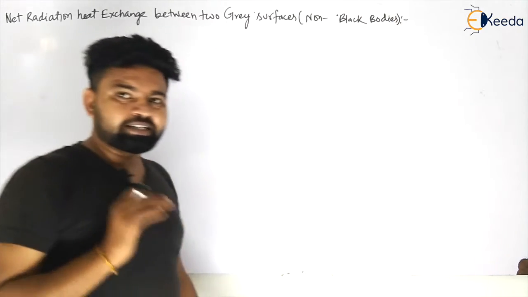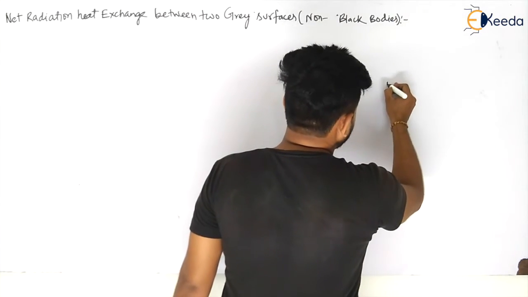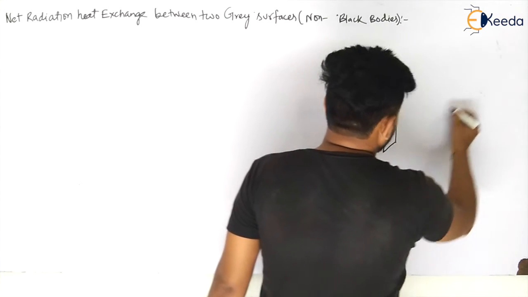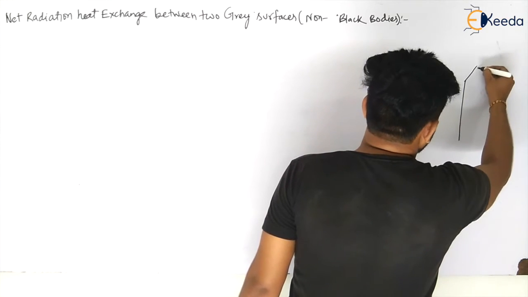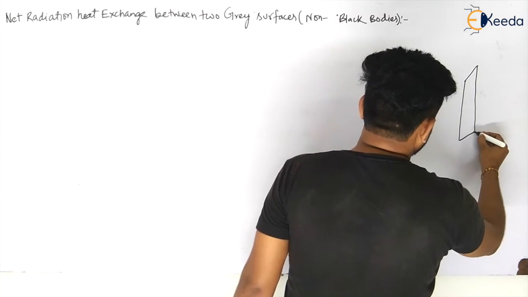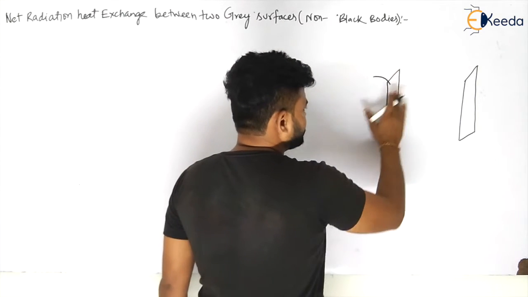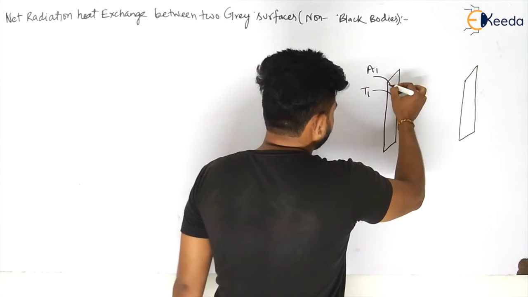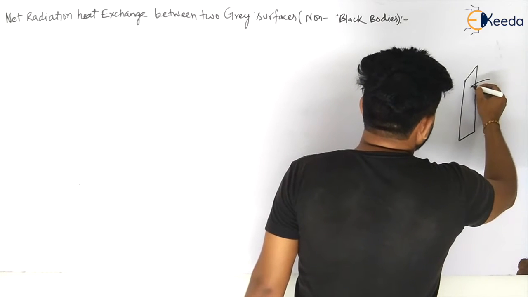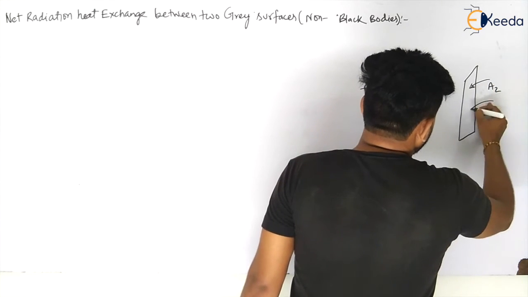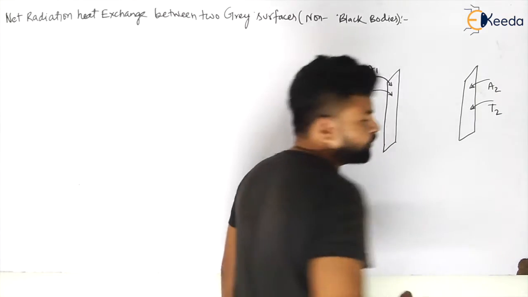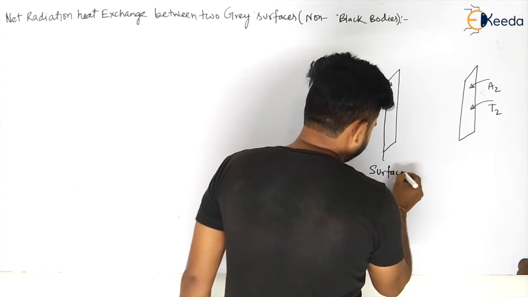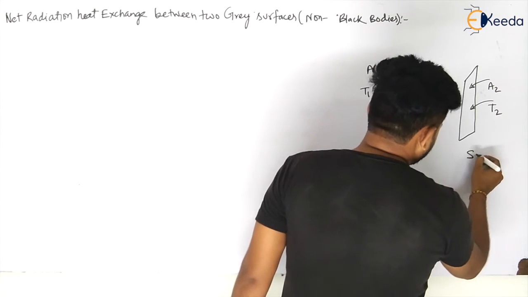Non-black bodies. So let us consider two surfaces. Let us consider that this is your surface 1 and that is your surface 2, my dear students. Let us take the area of this particular surface as A1 and the temperature of this surface as T1, my dear students. Similarly, the area of this is A2 and the temperature for this surface is T2. Now, I am considering that this is your surface 1, that is your surface 2.